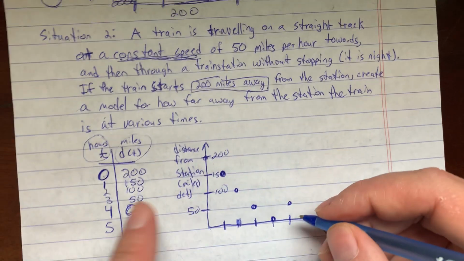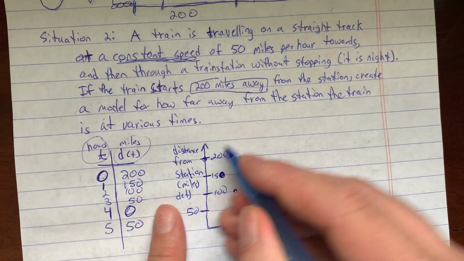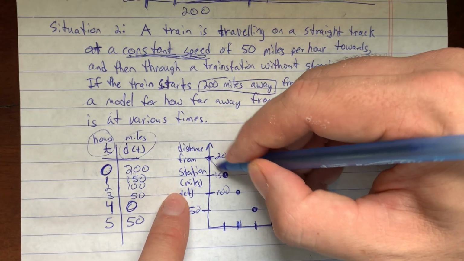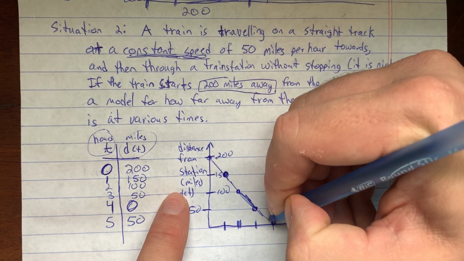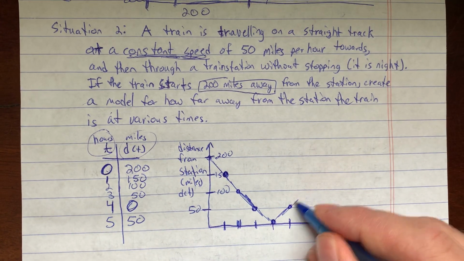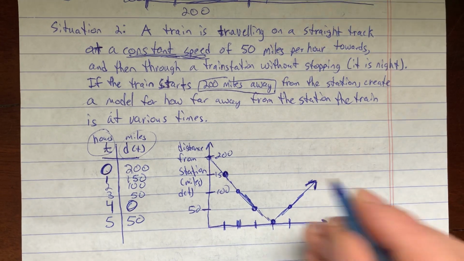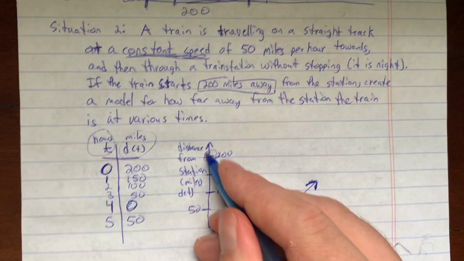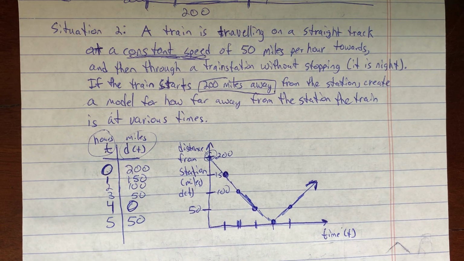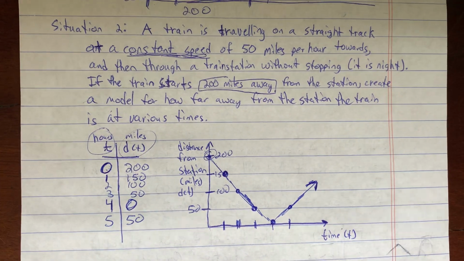This is distance away from the train station. So it got closer, and I'm going to go ahead and connect these. Closer, and then further away. And I'm going to put an arrow here, but I am not going to put an arrow here because the train's not going back in time.